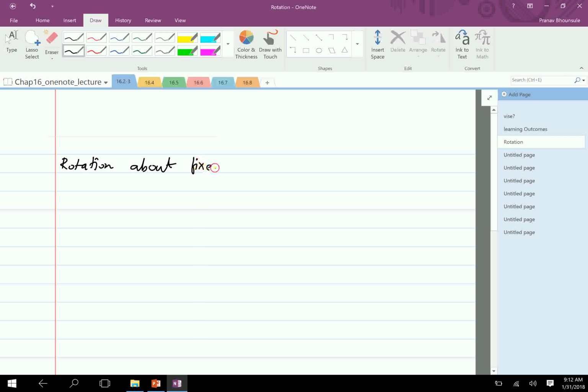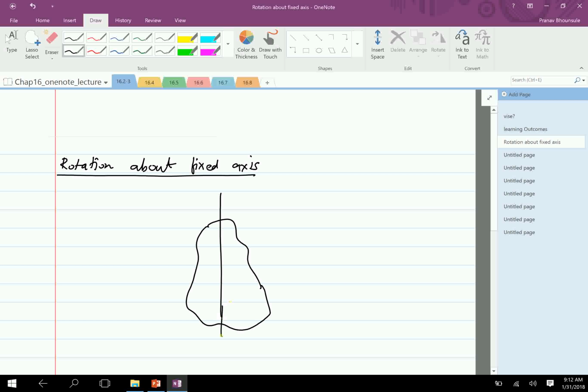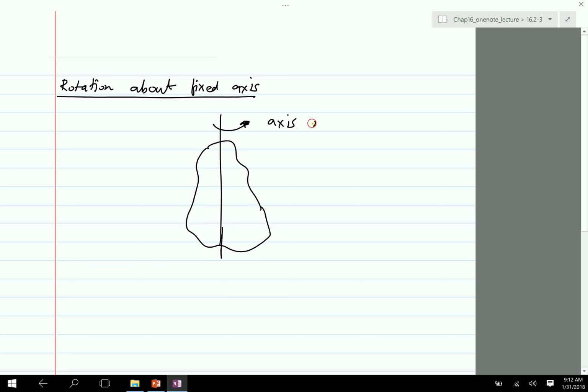Okay, so we're looking at rotation of rigid bodies about a fixed axis. So that's a rigid body, it's rotating about a fixed axis. So we'll call this the axis of rotation.